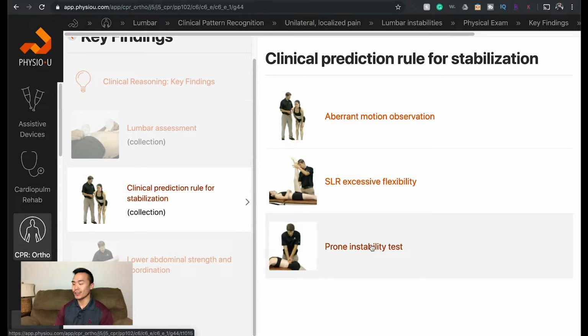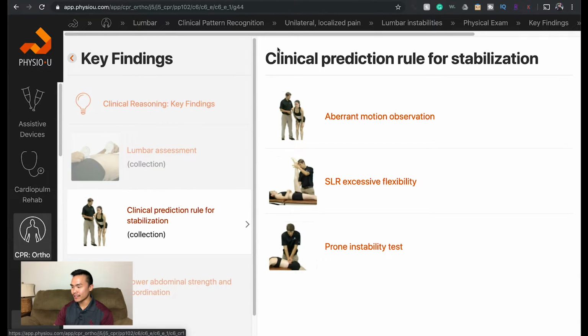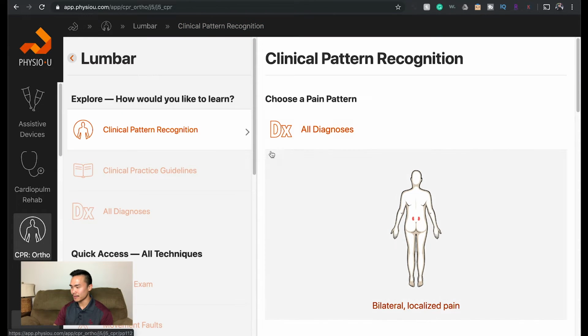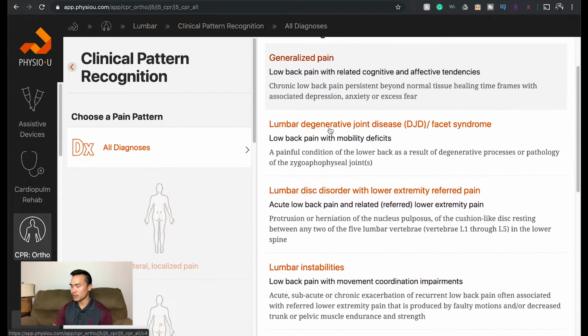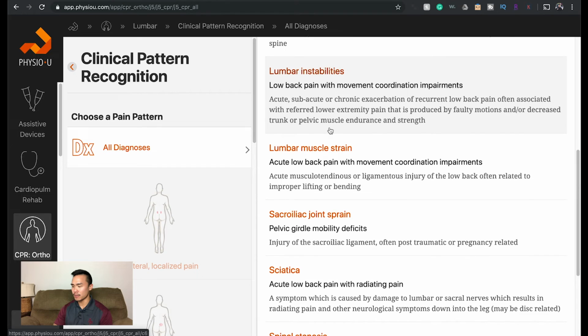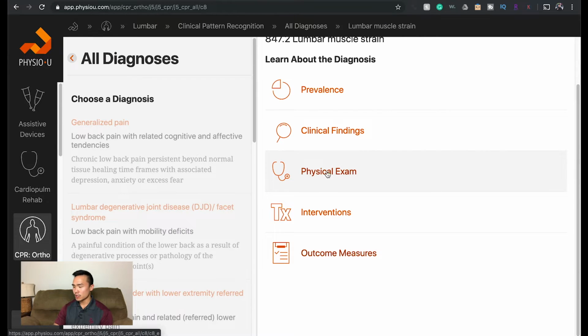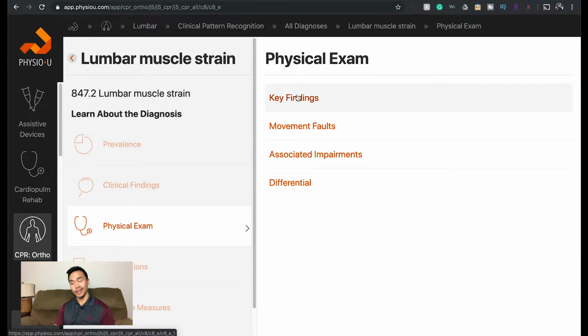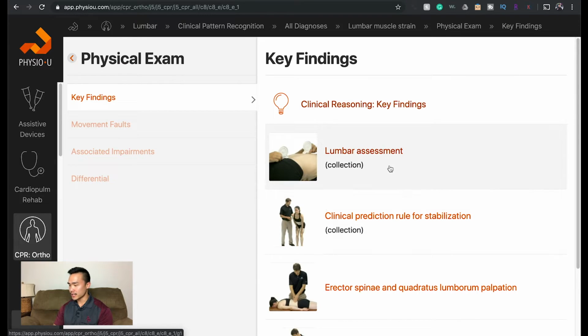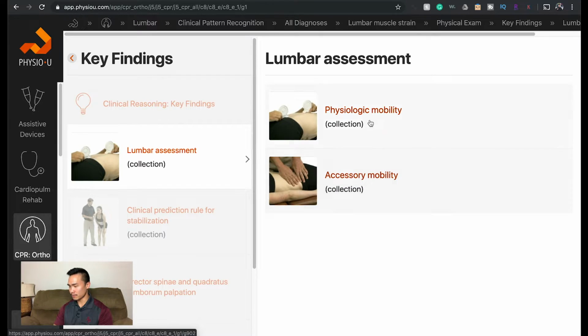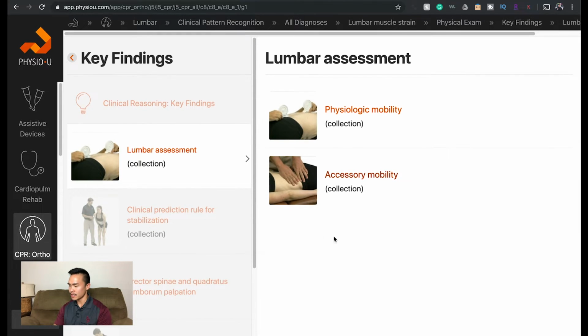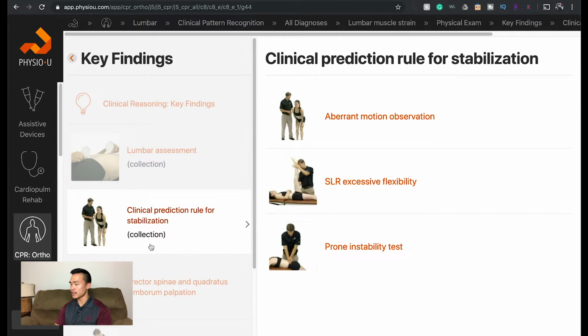Get it? So last one, we're going to move on into the lumbar muscle strain. We're going to go into the physical exam and look at the key findings. Lumbar assessment, there you go again. There's your physiological mobility and accessory mobility, touch your toes, do your PAs. Clinical prediction rule for stabilization. Same thing, you have these same three things, and yeah, they were all negative.